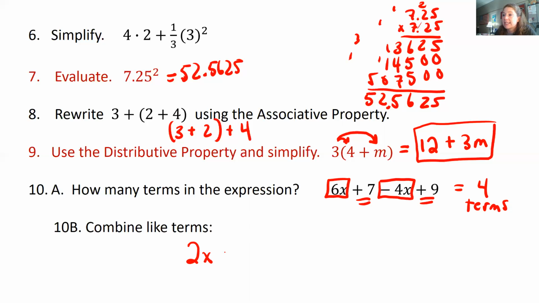So 7 plus 9 is 16. So now how many terms are there? Are there still 4 terms? Nope. So now there are 2 terms. But that's what I've done. I follow directions in the order that I see them. I answer the question, how many terms are there first? And then I combine like terms.